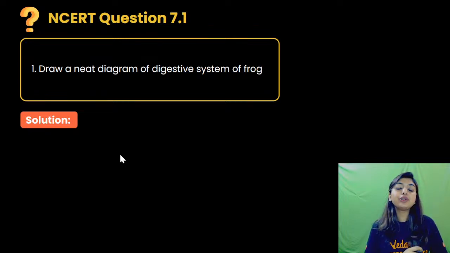So today we are going to decode the chapter Structural Organization in Animals. Before, structural organization in animals had many parts like animal tissues, frog, cockroach, but right now according to your new NCERT you only have frog.